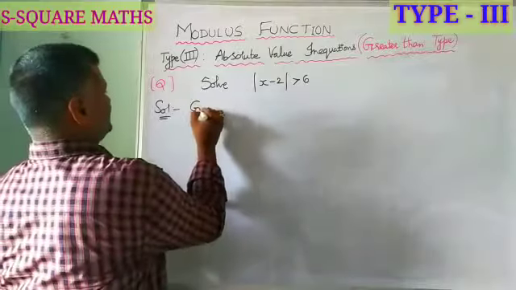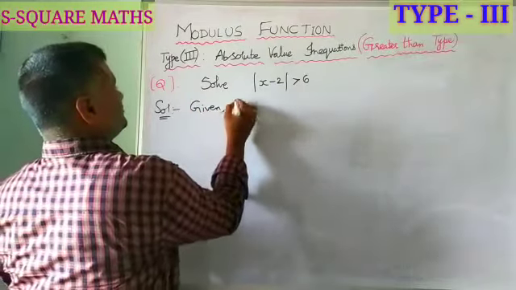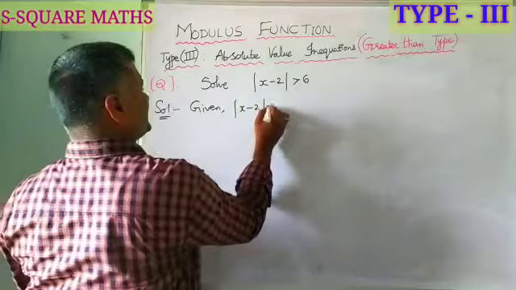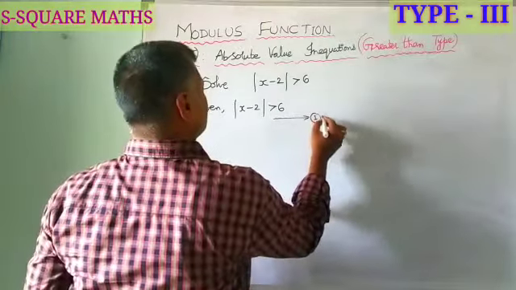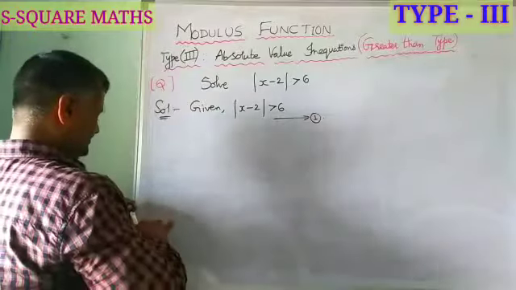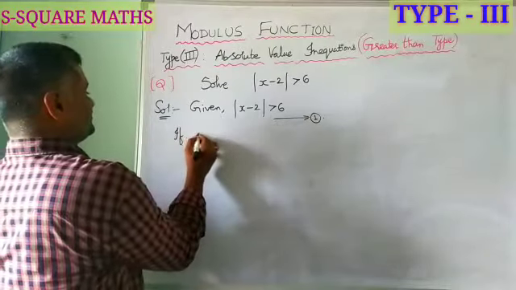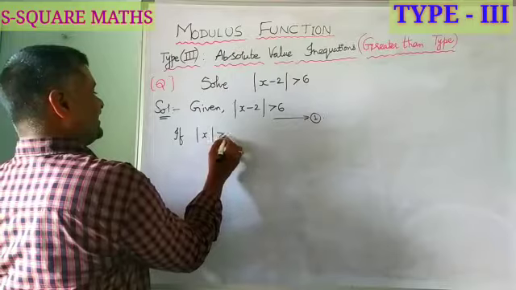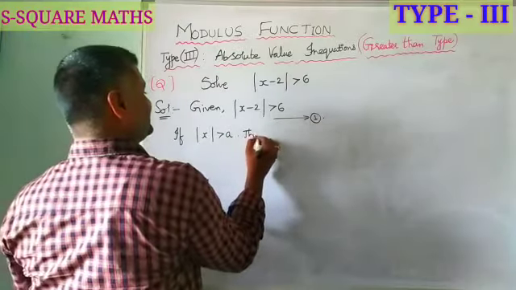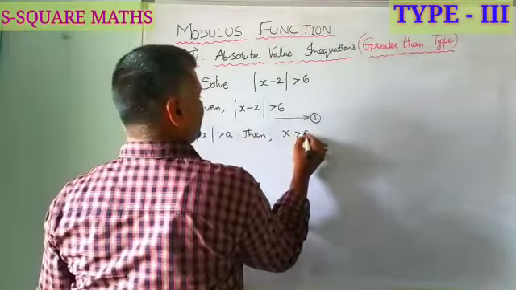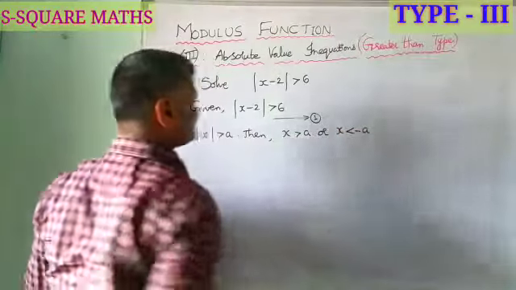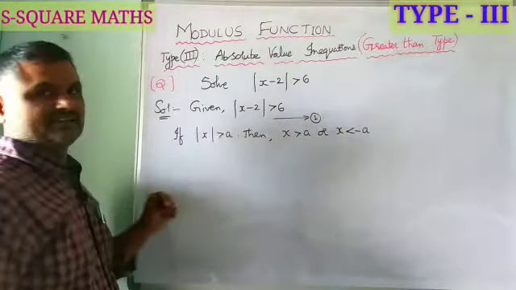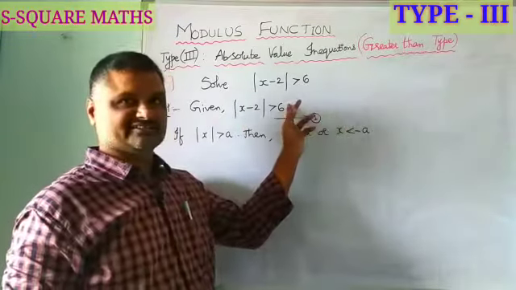So given mod of x minus 2 greater than 6, label as equation 1. So we know that if mod x greater than a, then x greater than a or x less than minus a. Here in the place of x we have x minus 2 and a is nothing but 6.